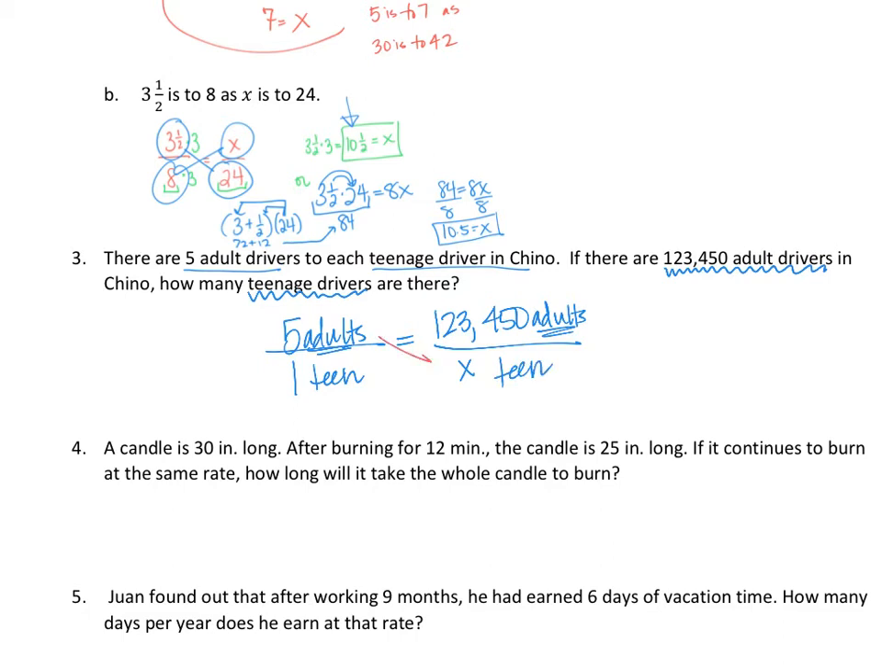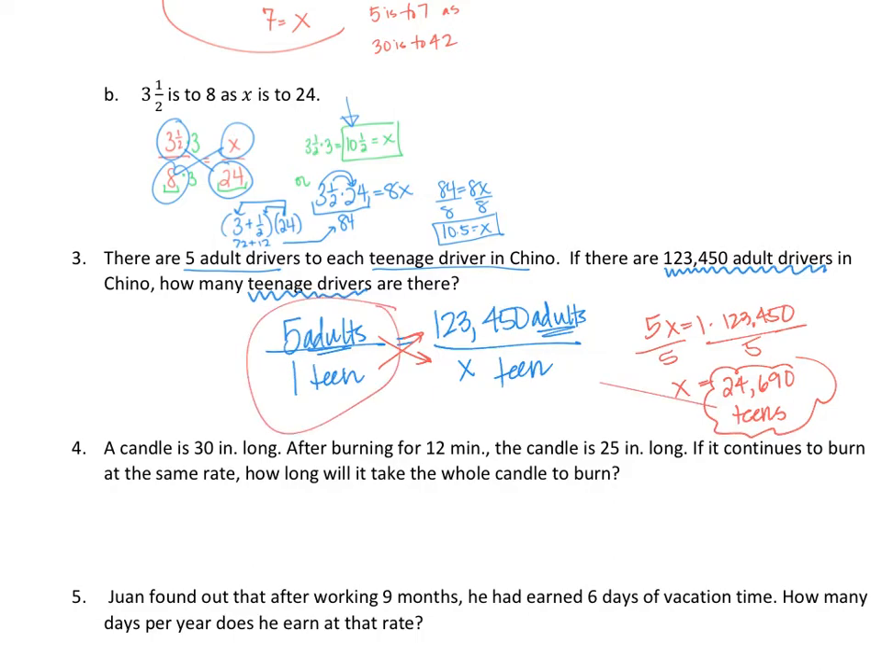So we'll solve this by again doing our cross multiplication. 5 times x will equal 1 times 123,450. So we'll divide by 5, and if we divide that, we end up that x equals 24,690, and so this would be the number of teen drivers that would help make this ratio hold.